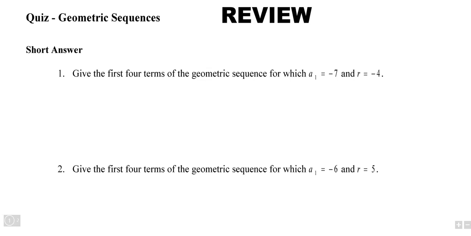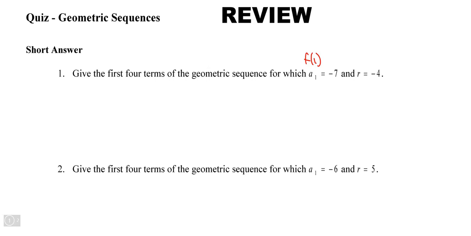All right, so let's go ahead and do a quick little review for our quiz on geometric sequences. So remember, in a geometric sequence, the pattern is multiplying by the same number each time. So here it says, give the first four terms of the geometric sequence for which a of 1 equals -7. A of 1 is the same thing as f of 1, which means the first term. So the first term is -7, and r, the common ratio, that's the number we are multiplying by each time, equals -4.